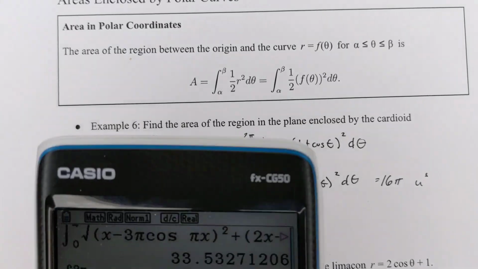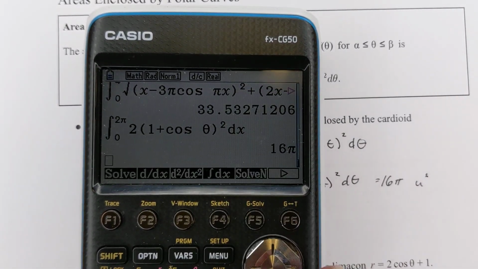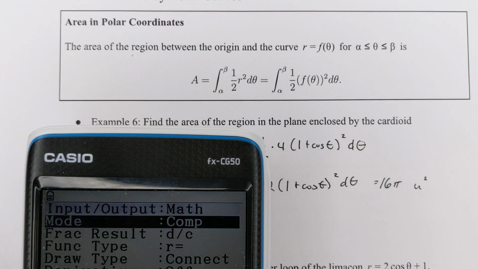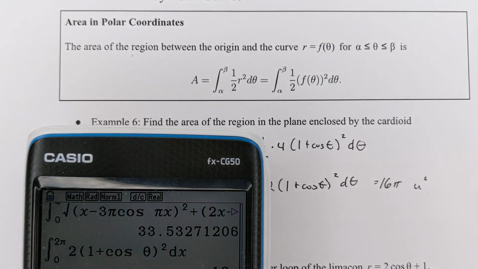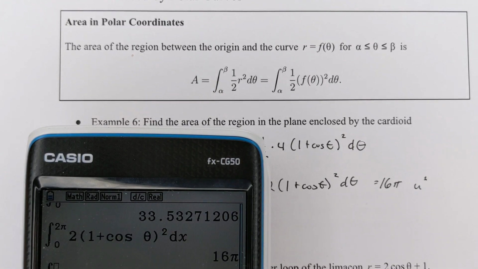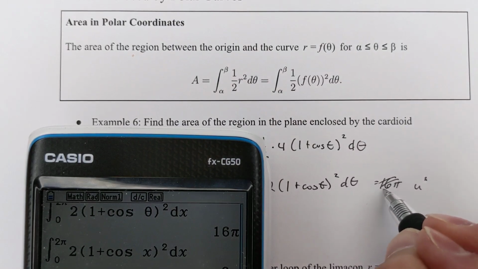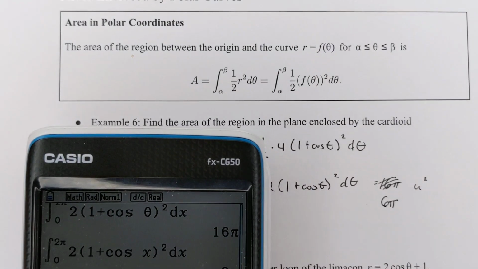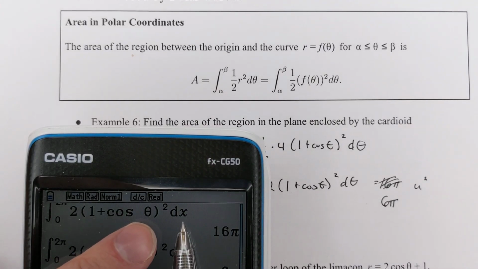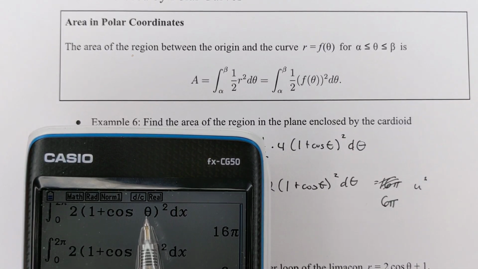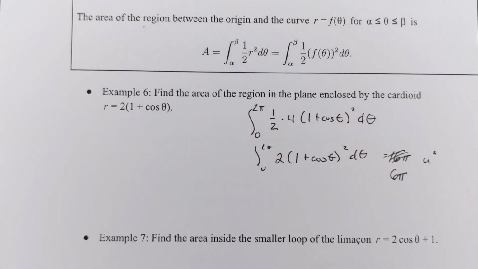Oh, that's why. If you look up here, I have a dx and a theta there, so that's probably not right. We need to change our function type back to y equals. So let's see if this gives us a different answer. 2 quantity 1 plus cosine x squared from 0 to 2 pi. Yeah, that's what I thought. So it's 6 pi. You have to be careful and make sure your variables match. You can't have this in terms of theta and that in terms of x, otherwise you get the wrong thing.